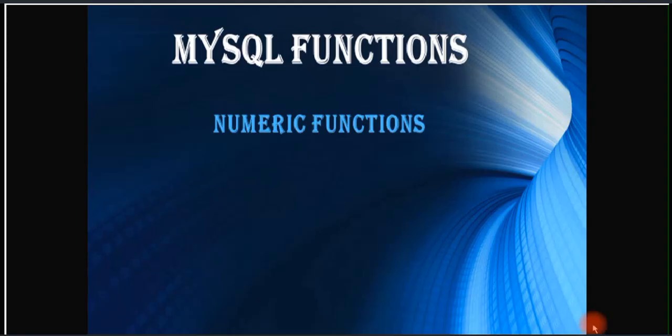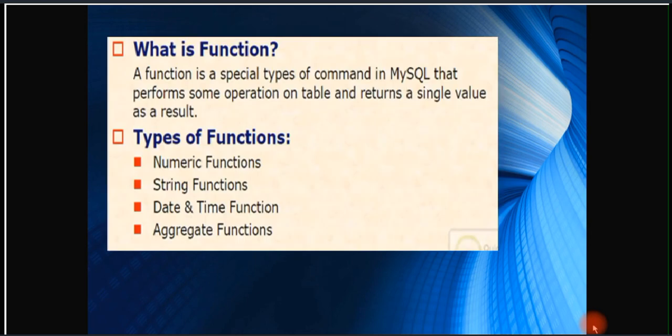Today in this video, we are going to learn MySQL functions. There are so many predefined functions available in MySQL that we can make use of. There are four categories in MySQL functions. The first one is numeric, then string functions, date and time functions, and aggregate functions. In this video, we will deal only with the numeric functions. Now you can see all the four categories here. Basically, a function is used to perform some operations on a table and it returns a single value as a result.